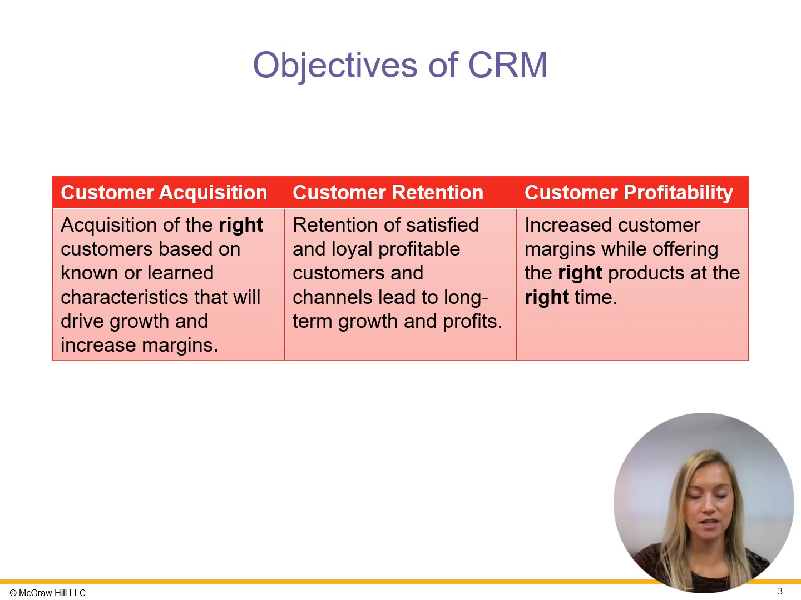Customer acquisition: acquisition of the right customers based on known or learned characteristics that will drive growth and increase margins. Customer retention: retention of satisfied and loyal, profitable customers and channels, and thus to grow the business profitably over the long run. Customer profitability: increased individual customer margins while offering the right products at the right time.